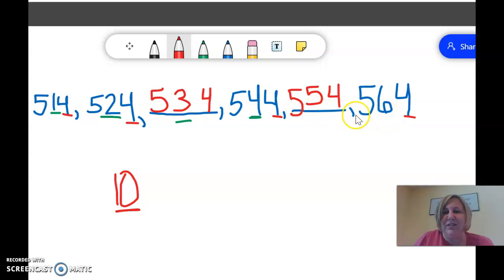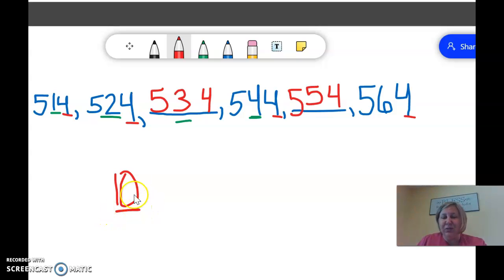And then let's just double check my work. 50, 60, so 564. Now, sometimes the hundreds spot isn't going to stay the same when I'm counting by tens. And we're going to do some practice with that tomorrow. But right now, I just really want to make sure that you know how to count by tens and realize that when we're counting by tens, the digit in the ones place is never going to change.